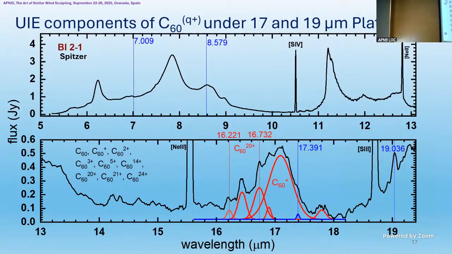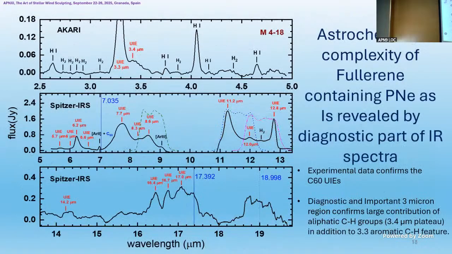Is that true? Still, we have to search. For example, the two bands of C60+ match two of the UIEs. And the errors, I can say, are even better than the errors of the bands that we assign to C60 itself, theoretically.